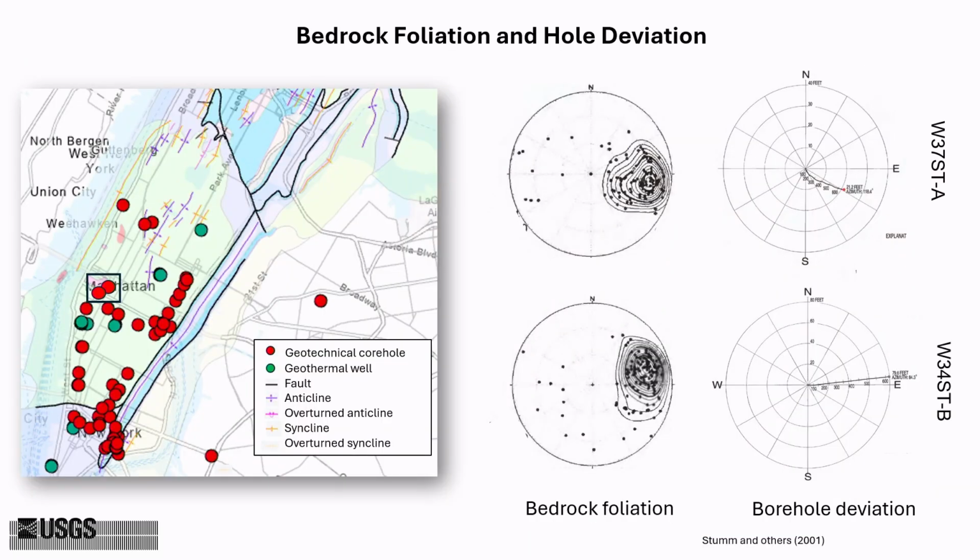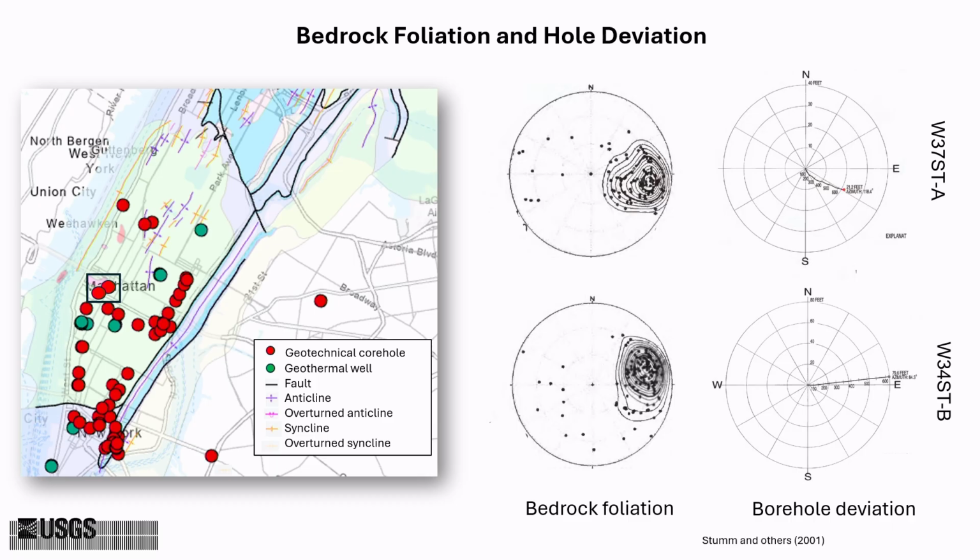From 2000 to 2010, we collected the same suite of geophysical logs from over 50 boreholes in Manhattan, Bronx, and Westchester County. Most of these were 500 to 600 foot core holes drilled for design of the New York City water tunnels. The log analysis demonstrated a strong relationship between bedrock foliation in these metamorphic rocks and hole deviation.